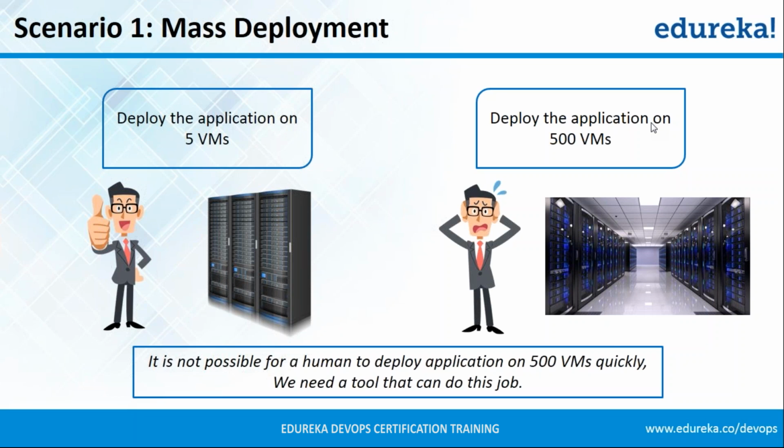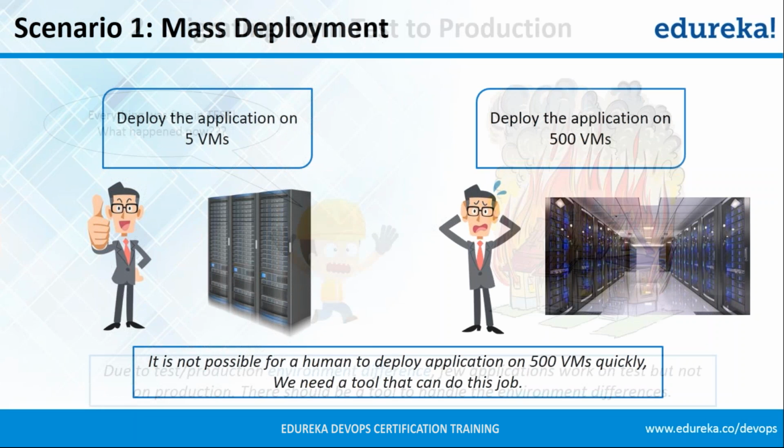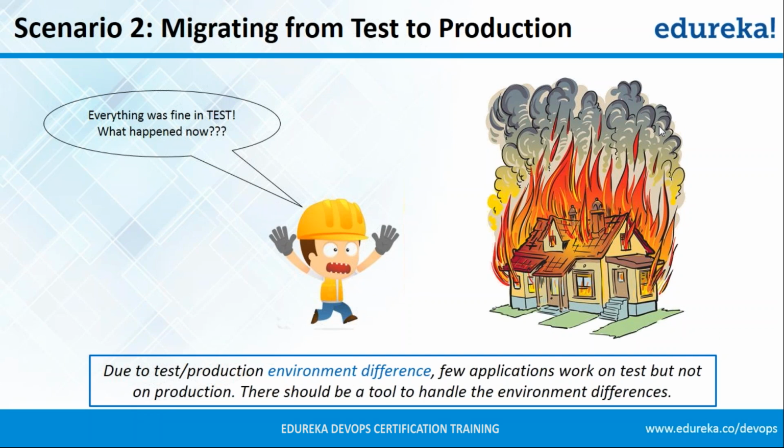So let us move forward and have a look at the second problem. Problem 2, migrating from test to production. As you can see that there's a construction guy who is very worried because he has made a blueprint for a house, he has planned everything, tested everything, and when he built the house, it is on fire. You can relate the same scenario with the software delivery lifecycle as well, where developers build an application which works fine till testing, but when it reaches production, due to the difference in the computing environment, certain functions of that application are not working properly.